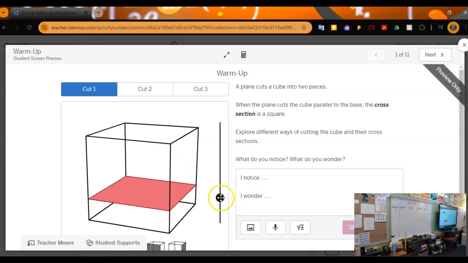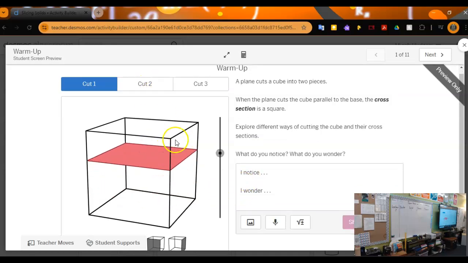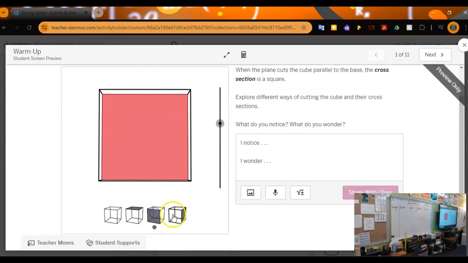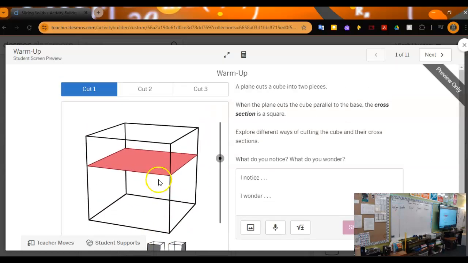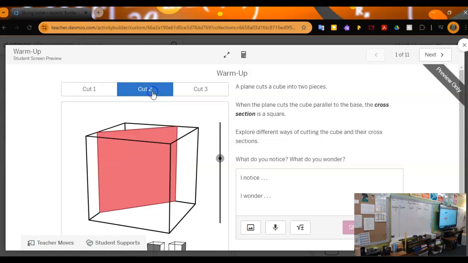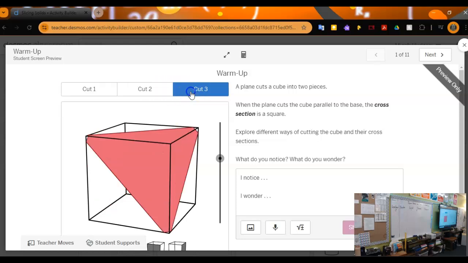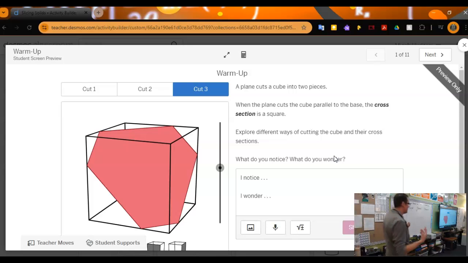Hold on. So here's cut 1. It's kind of obvious, and you can look at it from different angles. Right? We can spin this around. But here's cut option 2. Here's cut option 3. Get out of here. We'll pick this up on Thursday. Have a great day. I see some of your minds being blown right in this moment.